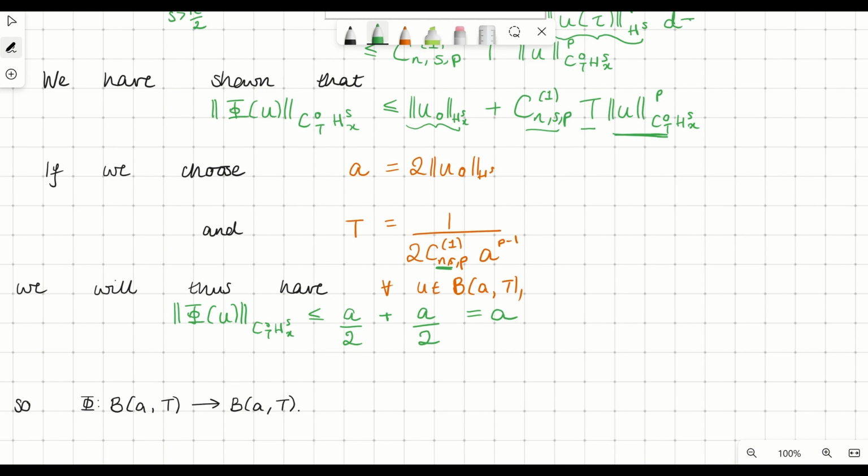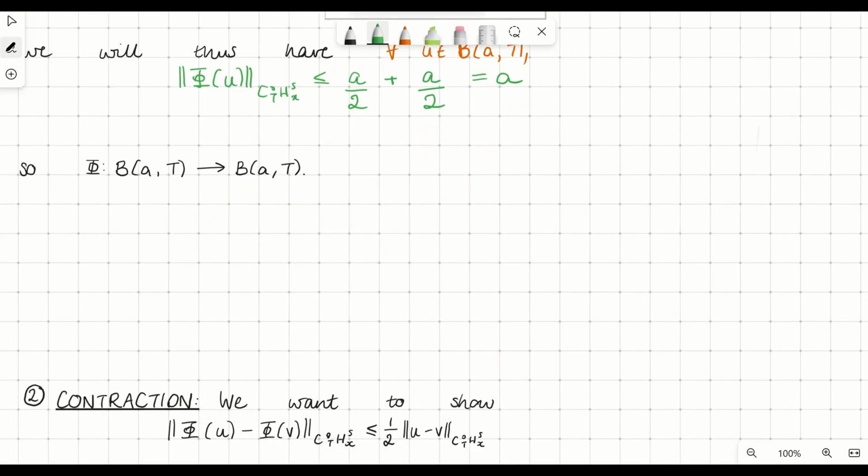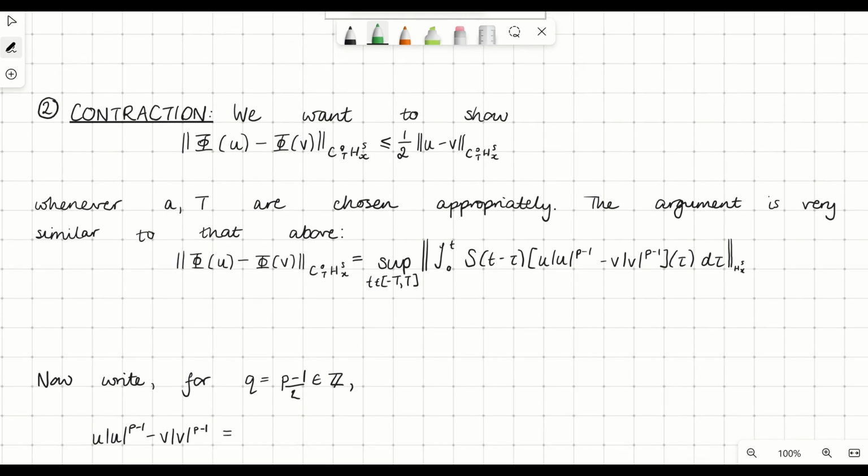I'm just going to make a small remark that here we chose a equal to twice the norm and T equal to this, but actually we could have chosen a to be anything larger than or equal to this, and T then to be sufficiently small depending on a, and we would still have got the same result, that Φ was a self-map on the ball. So we can now go on to showing that Φ is a contraction on this ball B_{a,T}.